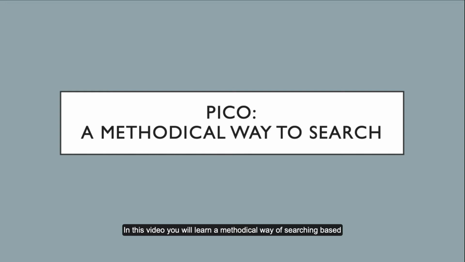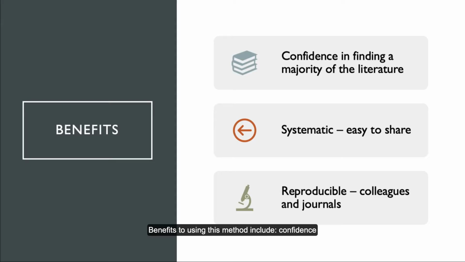In this video, you will learn a methodical way of searching based on the PICO framework. Benefits to using this method include confidence in finding a majority of the literature. It is systematic, meaning that it's easy to share with others. And it's reproducible, meaning that colleagues and journals can use your search string again and recreate the same search because you documented it in a methodical way.